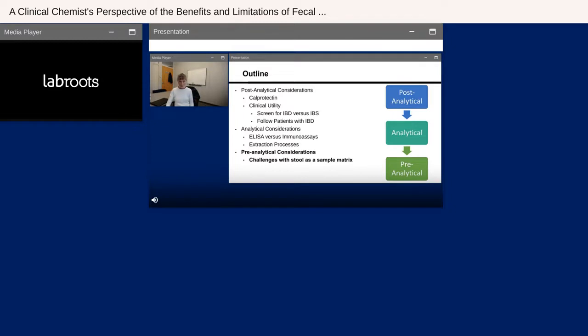All right, so we just went through some of the analytical considerations. Let's talk about the pre-analytical considerations. Basically, what I'm hinting at here is that stool is just a very challenging matrix, and we already talked about this a little bit in the extraction process.